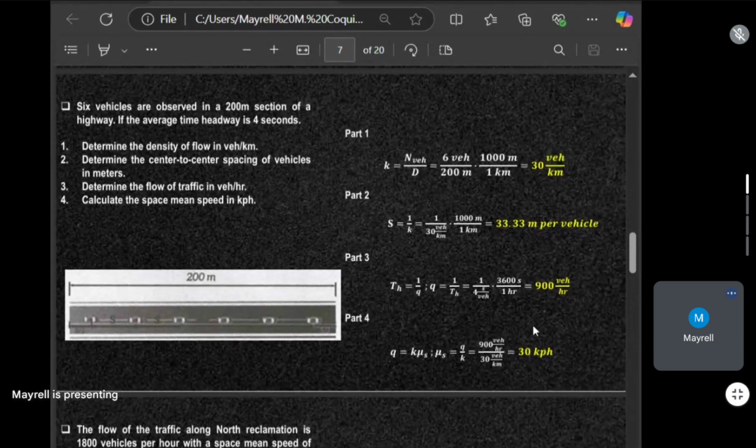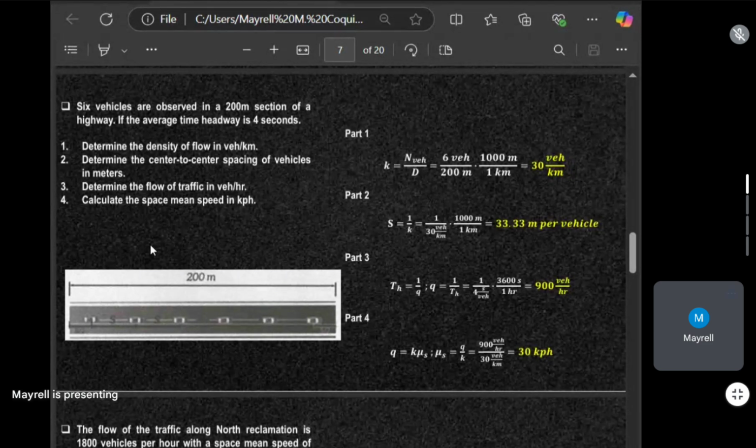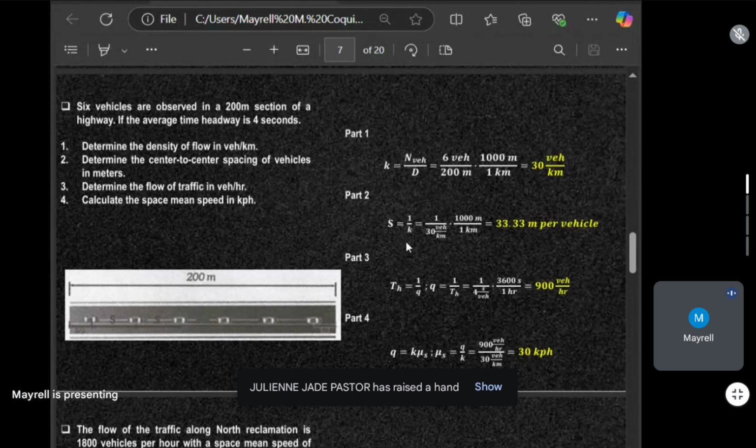Next example. So 6 vehicles are observed in a 200-meter section of a highway. If the average time headway is 4 seconds, determine the density of flow in vehicles per kilometer. Then determine the center-to-center spacing of vehicles in meters. Determine the flow of traffic in vehicles per hour. And calculate the space mean speed in kph.